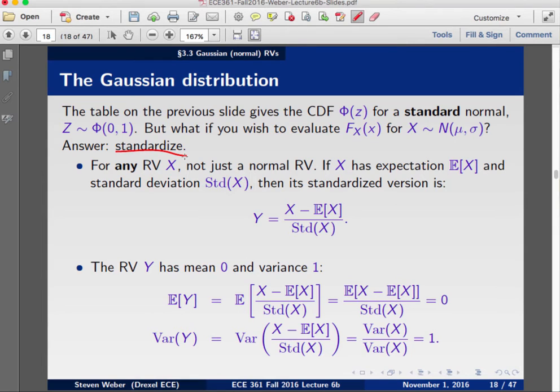Remember, I mentioned this a few slides back when we looked at the change of variable x minus mu over sigma. Now, this is an operation that applies to any distribution, not just to the normal. And it's very simple to understand. We're going to do the following.